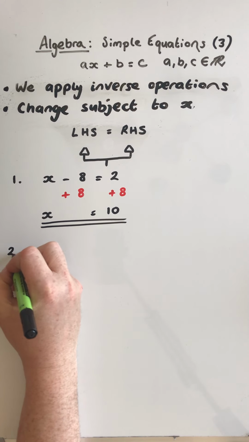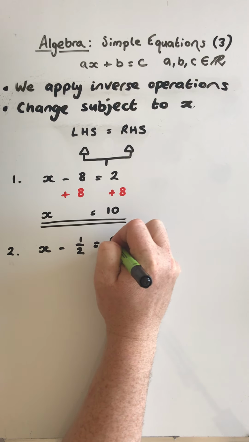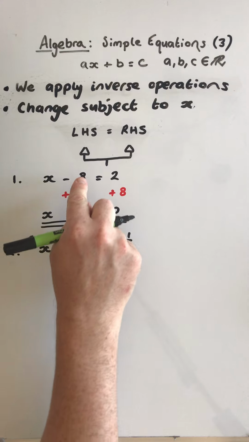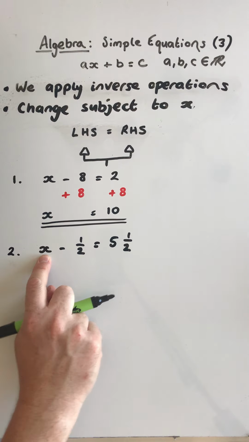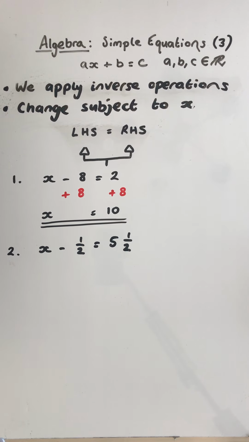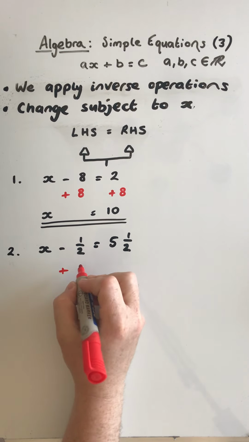Okay, second example. One with a fraction in it, right? Part wholes. Let's not just stick to whole numbers, but let's solve it in the same way. To solve equations, we change the subject to the chosen variable we are solving for. We want x, the chosen variable, to be on its own. To solve an equation, we apply inverse operations. The inverse operation of minus is addition.